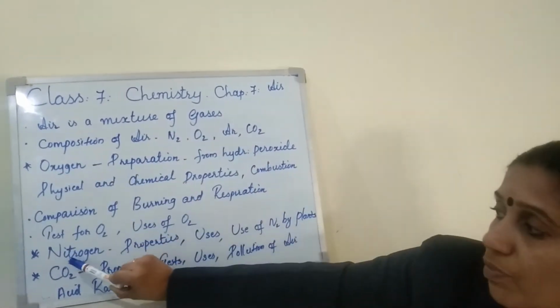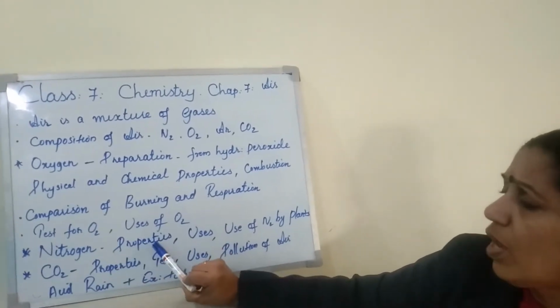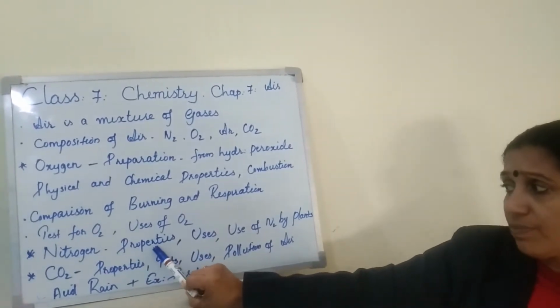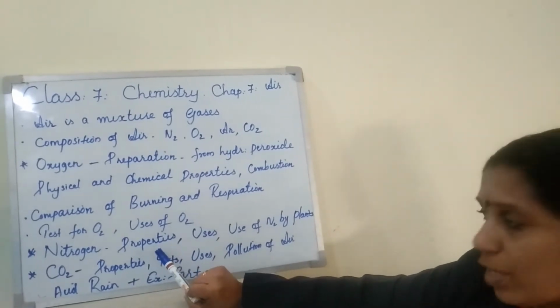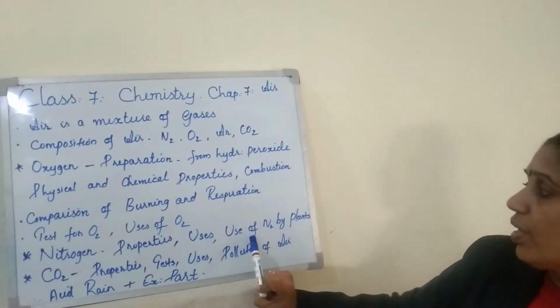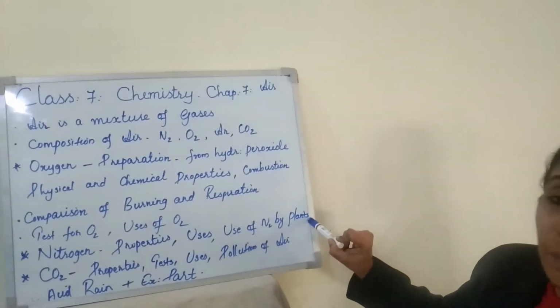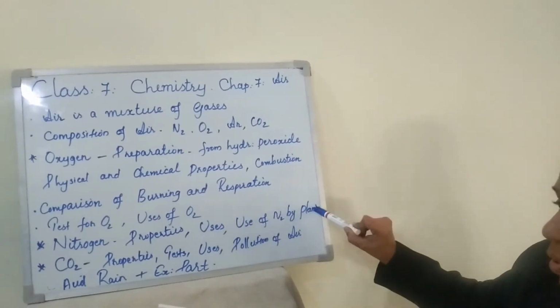After that we will go to nitrogen. That means the properties of nitrogen, that is, the physical and chemical properties. And what are the uses of nitrogen? Then how this nitrogen is useful for plants. That's also an important topic.